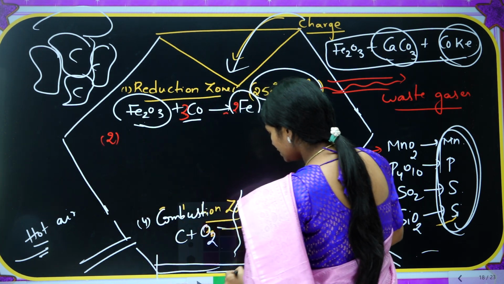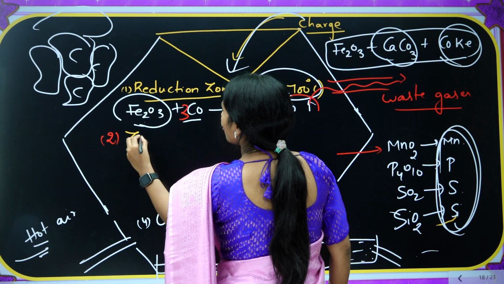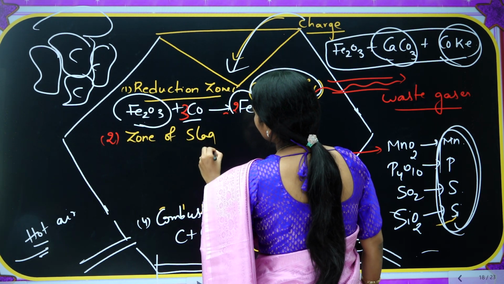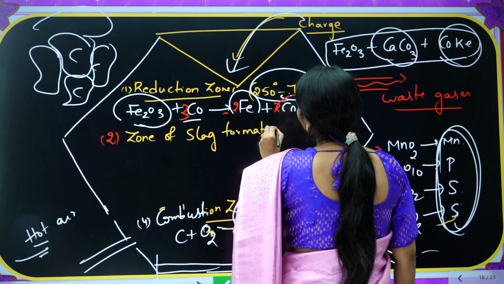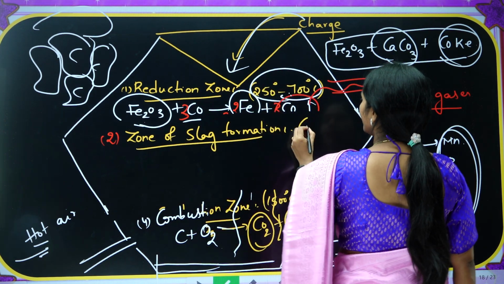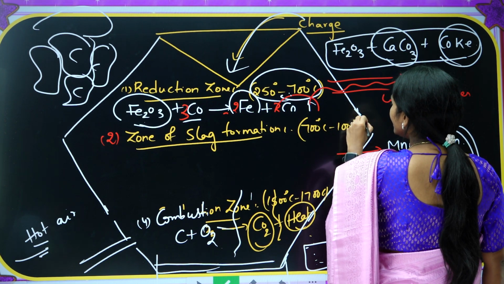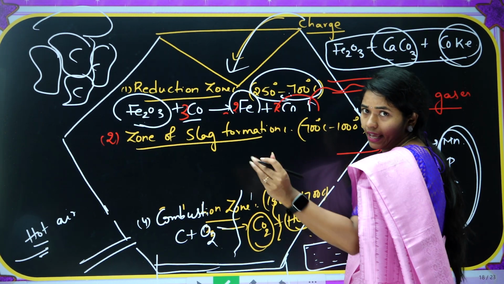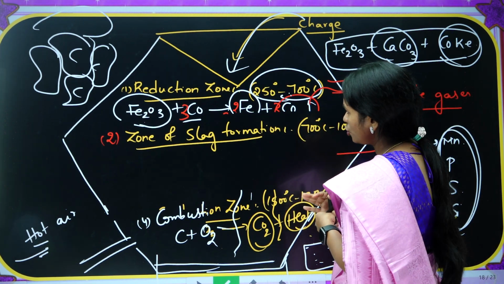The second zone is the zone of slag formation, or slag formation zone. You can write anything. So the temperatures of the zones are 250 to 700, 700 degrees Celsius to 1000, next 1000 to 1500, and next 1500 to 1700, 1800, or 1900, high temperature zones.